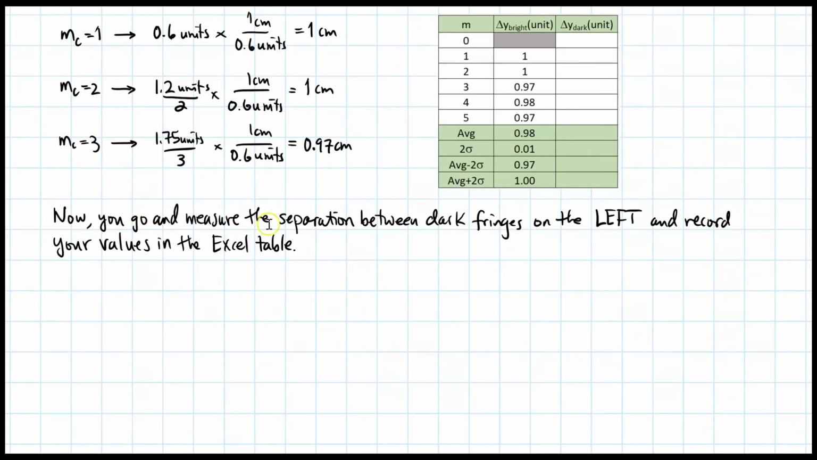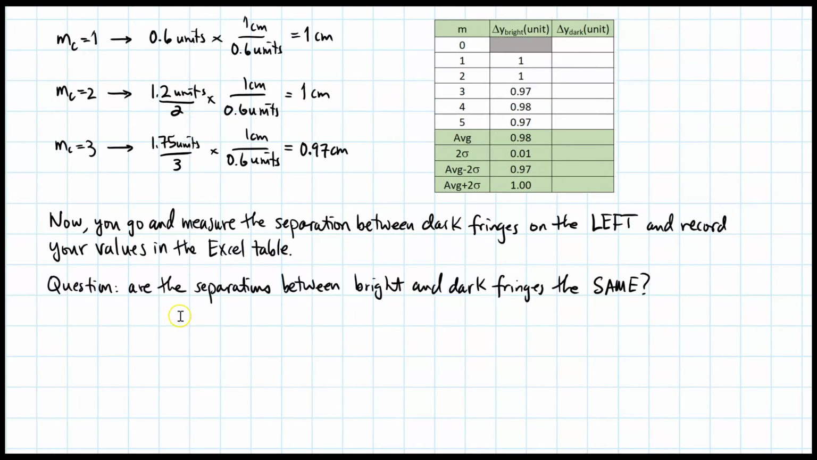Now you go and measure the separation between the dark fringes on the left side and record your values in this Excel table. Are the separation between bright and dark fringes the same? The way we answer that question is we look at distribution curves.